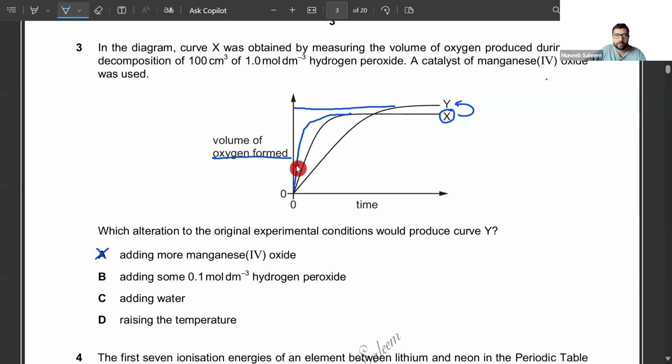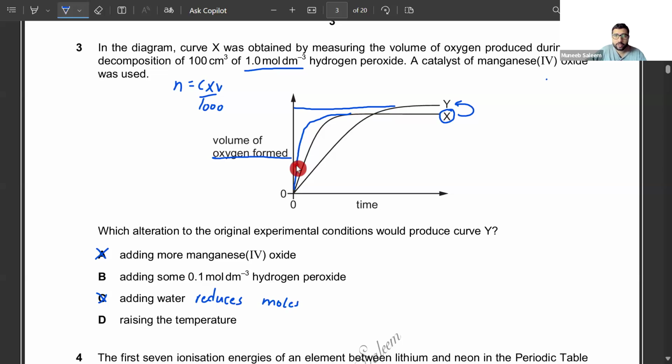If we say adding water, then you are basically reducing the concentration of the hydrogen peroxide, because hydrogen peroxide was previously equivalent to 100. If you apply the formula, N is equal to C into V over 1000 to get the number of moles of hydrogen peroxide, the number of moles will decrease if you add more water. So decreasing the concentration reduces the rate of the reaction. So C will reduce the concentration, or you could say it reduces the moles.